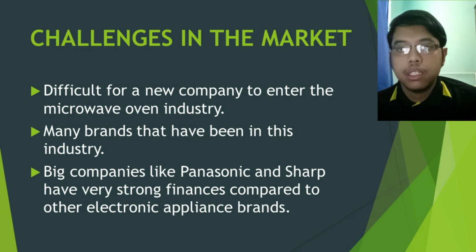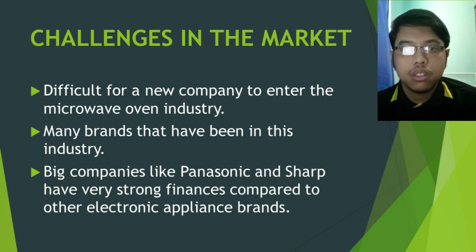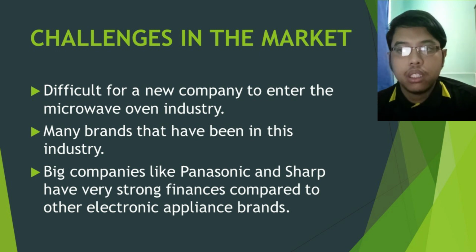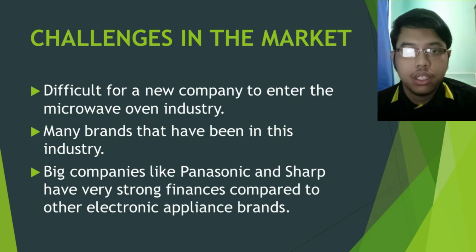Besides, big companies like Panasonic and Sharp have very strong finance compared to other electronic appliance brands. This is because these companies have a variety of products produced other than microwave ovens. Therefore, these companies are able to invest large amounts of money in innovating microwave oven technology to catch up with the rapid development of technology.